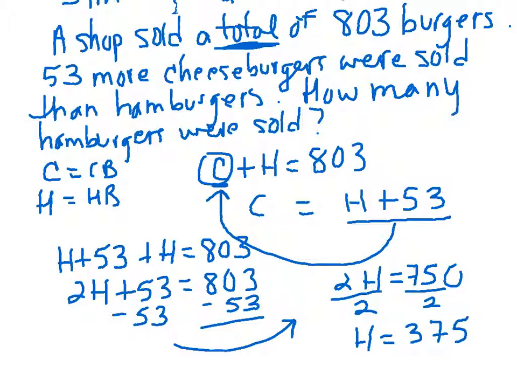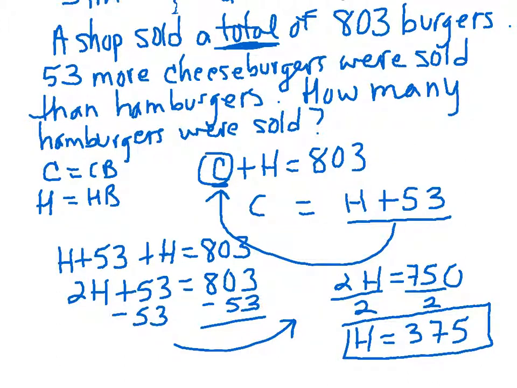H stands for hamburgers. We know 375 were sold, and they're asking us how many hamburgers are sold. Yep. So there were 375 hamburgers that were sold. That's a lot of burgers.